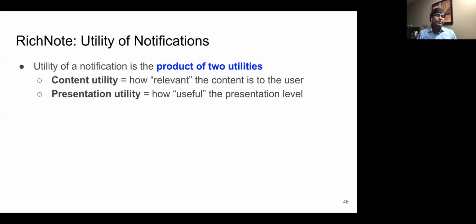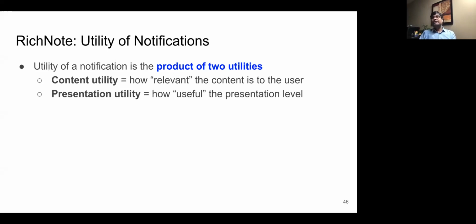So we define the utility of a certain content as having two parts. One is called content utility. Content utility means absolutely how relevant this content is to the particular user. If the content is not at all relevant, then there is no point in enhancing it, because enhancement will just cost the user but have no value, since the user doesn't take any real interest in that particular thing.